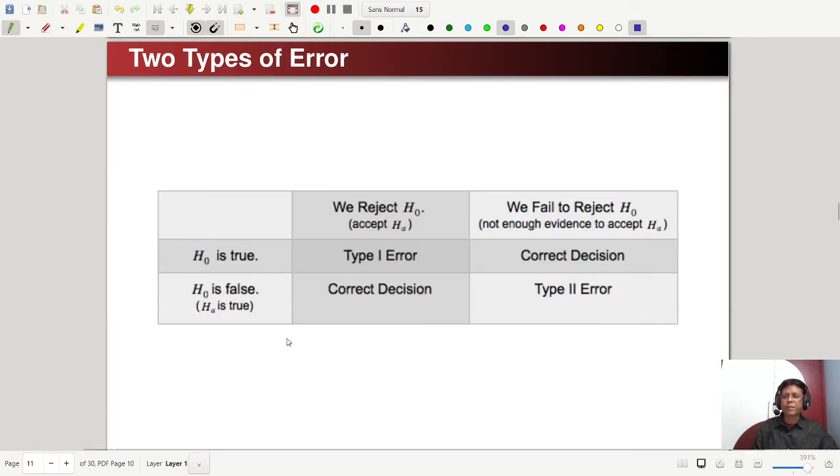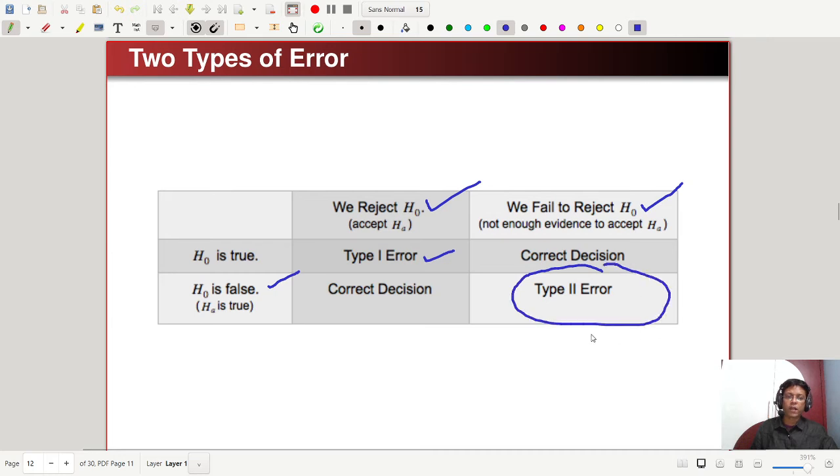Now these errors can be represented by this very famous table, which explains the two types of error. H naught is true and we reject H naught: this error is type 1 error. We should have failed to reject H naught; that would be the correct decision. When H naught is false and H naught is accepted, this is called type 2 error. This is a very famous table for your understanding.